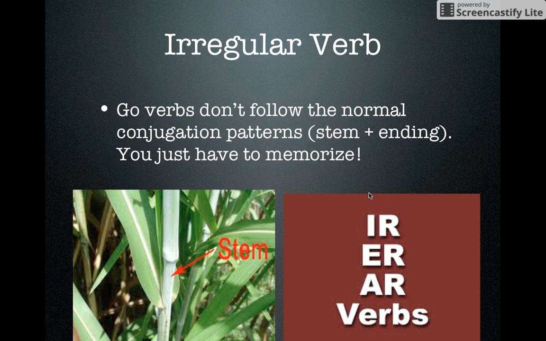Go verbs can be irregular because they don't follow the same normal conjugation patterns as regular verbs do. So you'll have to add the stem and an ending, a special ending, to make a go verb. So unfortunately, you'll have to memorize the endings that we'll go over here in just a minute.